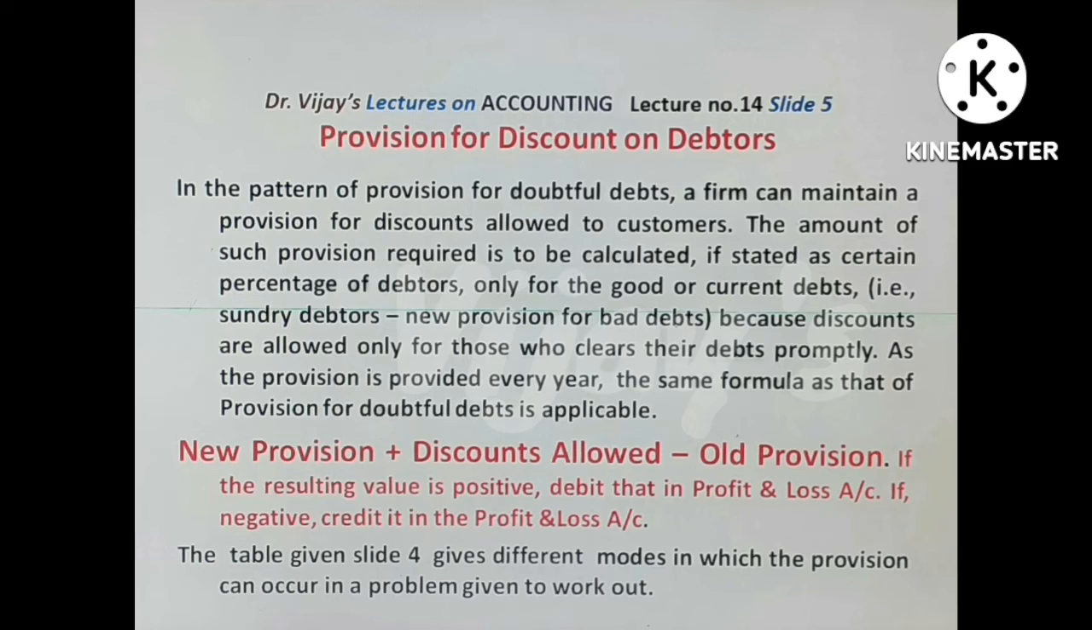As the provision is provided every year, the same formula as that of provision for doubtful debts is applicable. New provision plus discount allowed minus old provision. If the resulting value is positive, debit that amount in profit loss account. If it is negative, credit that amount in profit loss account. The table given in slide 4 gives different modes in which the provision can occur in a problem given to work out.